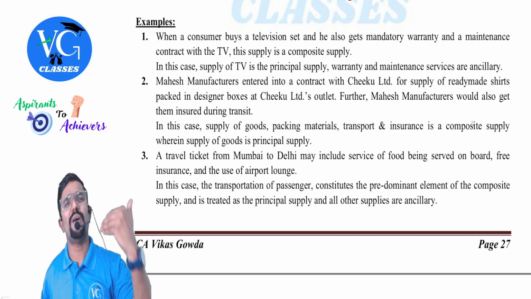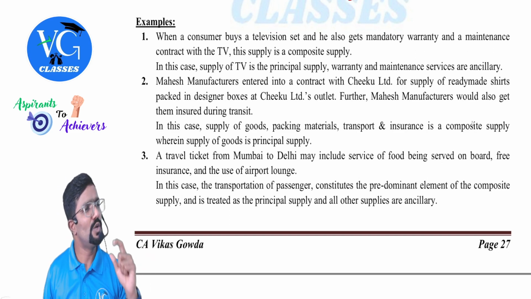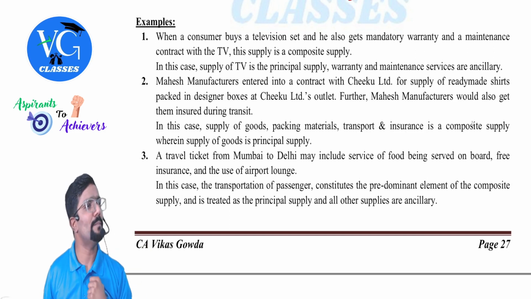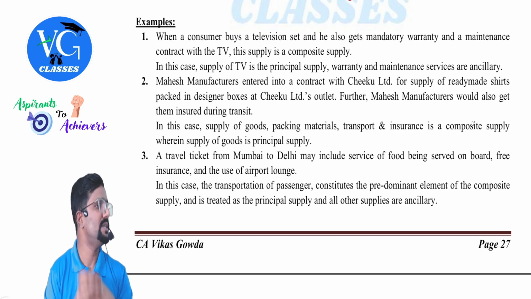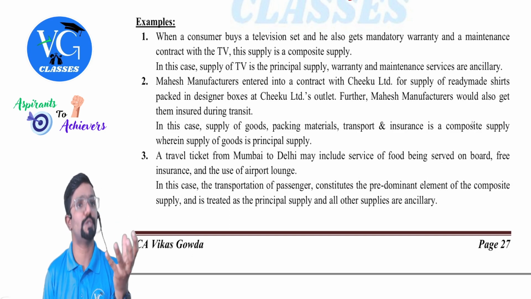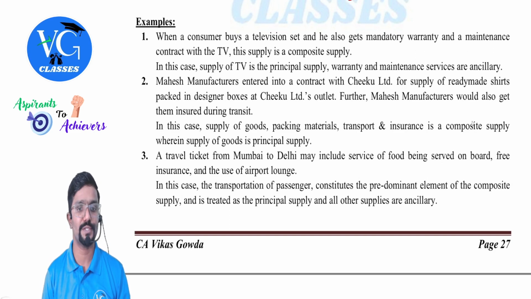For any goods you buy on Amazon or Flipkart or Myntra or whichever platform you use, do they send it with a package, guys? Yes. So is it a part of a composite supply? Is it naturally bundled? Yes. Okay. So in this case, what was the principal supply? Goods. In this case, supply of goods, packing materials, transport and insurance is a composite supply, wherein supply of goods is the principal supply, guys.